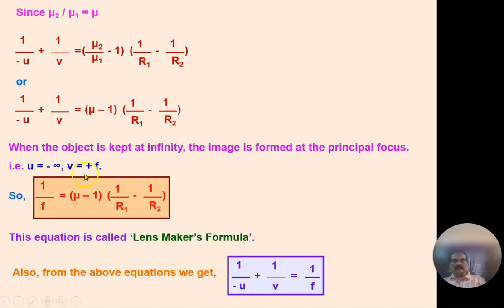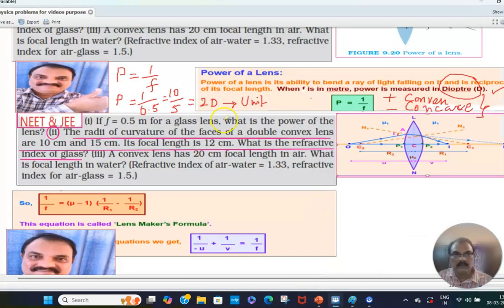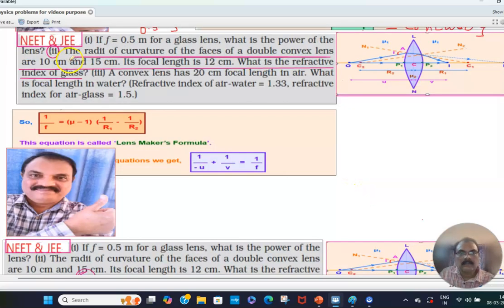And this is the lens maker formula. Using this formula, we are going to do one problem now. Let's start that problem, part 2 of the question I just taught. The formula is very clear: 1 by f is equal to n minus 1 times, and so on. This is asked in class 12 and also in JEE and NEET entrance in the objective type.